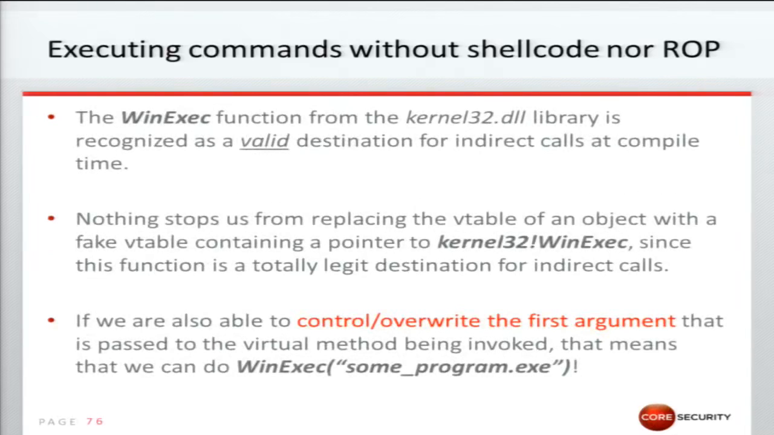So one of those functions identified as valid during compilation time is the winexec function, which belongs to the kernel32 DLL. Nothing will stop us from replacing the vtable of an object with a fake vtable containing a pointer to the winexec function, because this function is totally legitimate for indirect calls. So if we are able to either control or override the first argument that is passed to the virtual method being invoked, we can craft a call to winexec with an arbitrary string as its parameter.